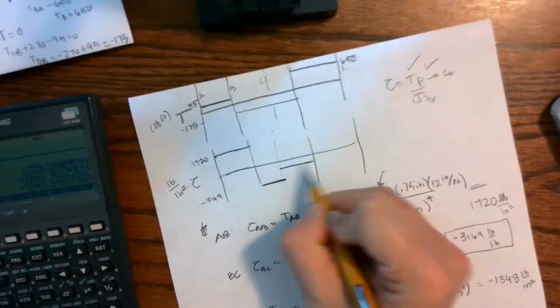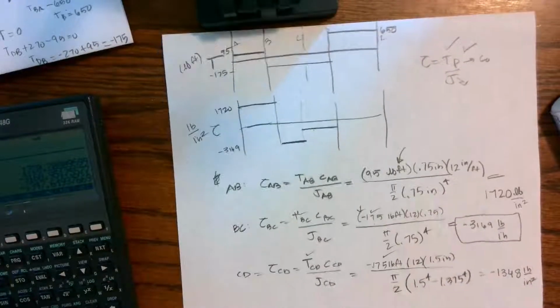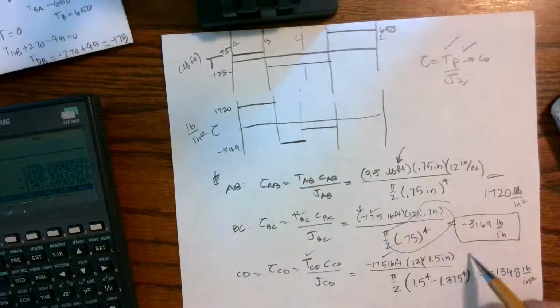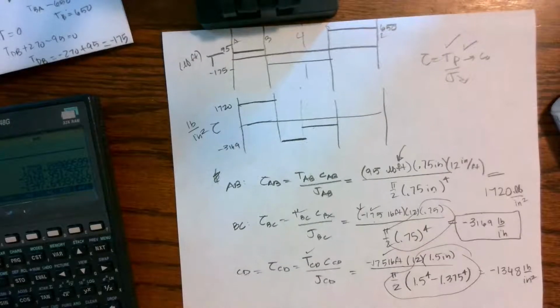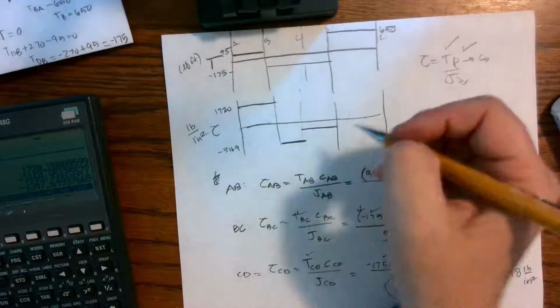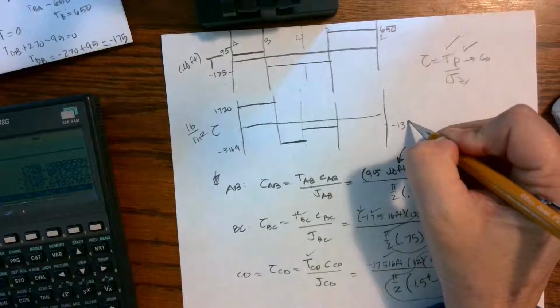Okay, and why is that such a different number? Even though they have the same torque, they both have the same negative 175, but they have different cross-sectional properties. So it's a function of that internal torque, but it's also a function of internal properties. So this is at minus 1348.